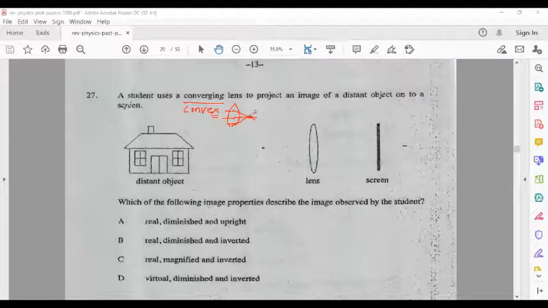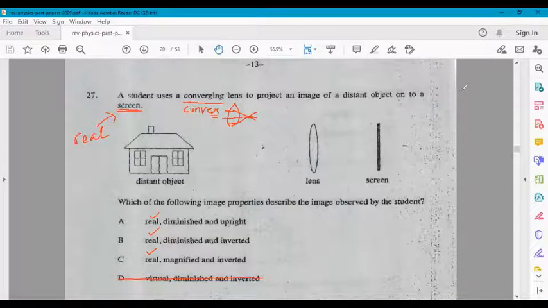Okay, we know that it can be produced on a screen, and that only happens for real images. So we can go ahead and eliminate one of these options, because we know that the image produced by this lens is going to be a real one. Virtual images are produced by the other type of lens, the concave lens. So that's your clue. Now the next thing you need to know is is it diminished or magnified, and is it upright or inverted? Okay, so another thing, real images are always inverted, so you can eliminate one more option.